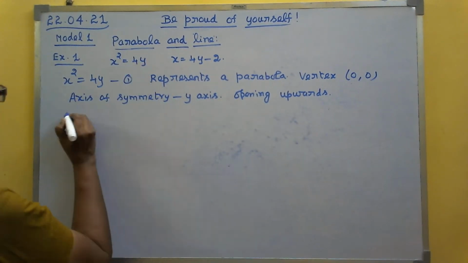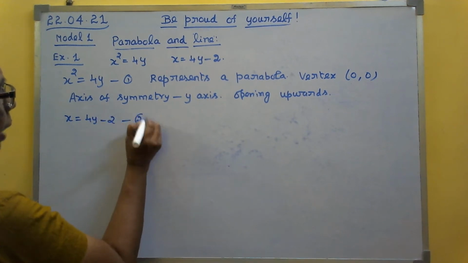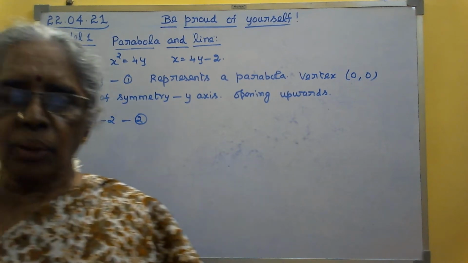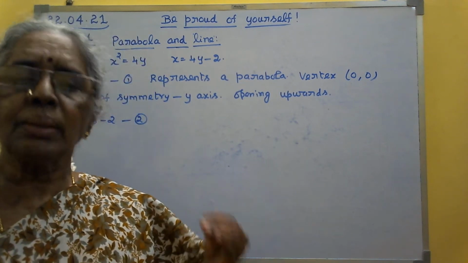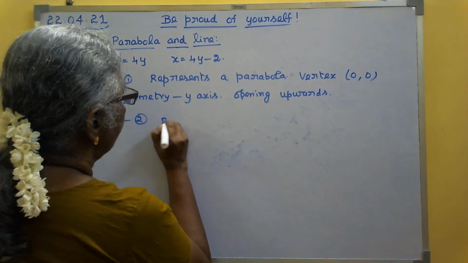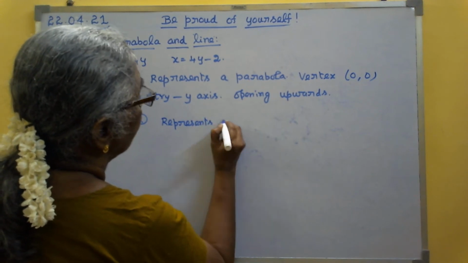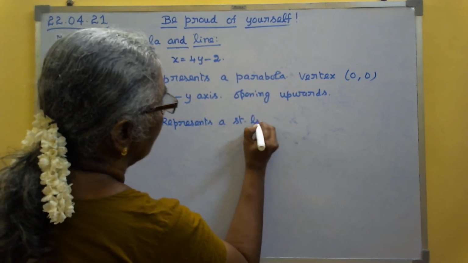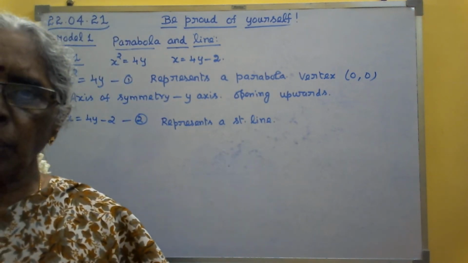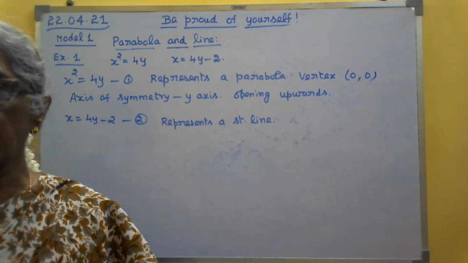Let us come to the straight line, x is equal to 4y minus 2. Mark it as 2. Now you know there is an x term, a y term and a constant term, so this represents a straight line. That's what we know. So the first step is over. What is the next step I told you? Find the point of intersection. Otherwise you cannot sketch the figure.